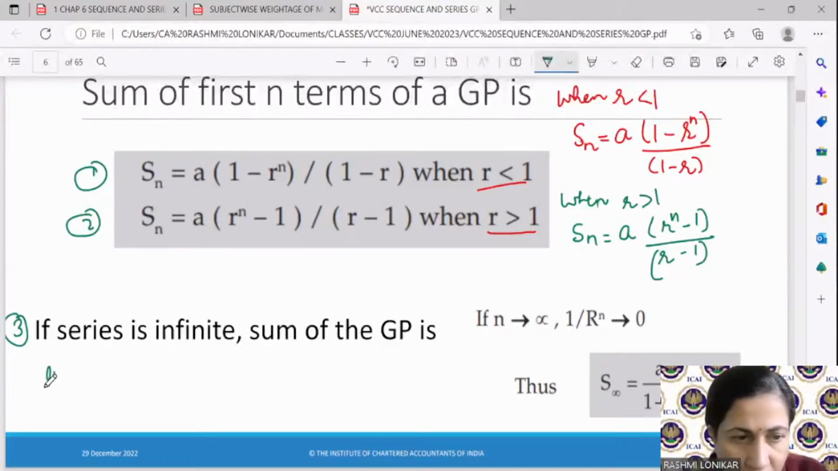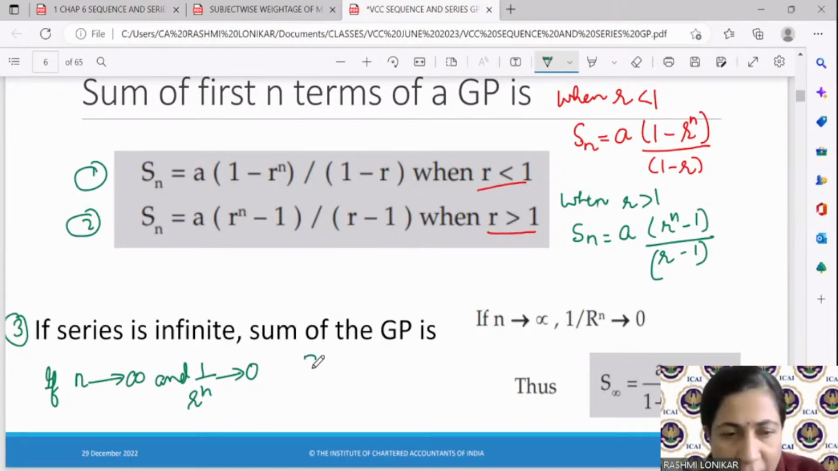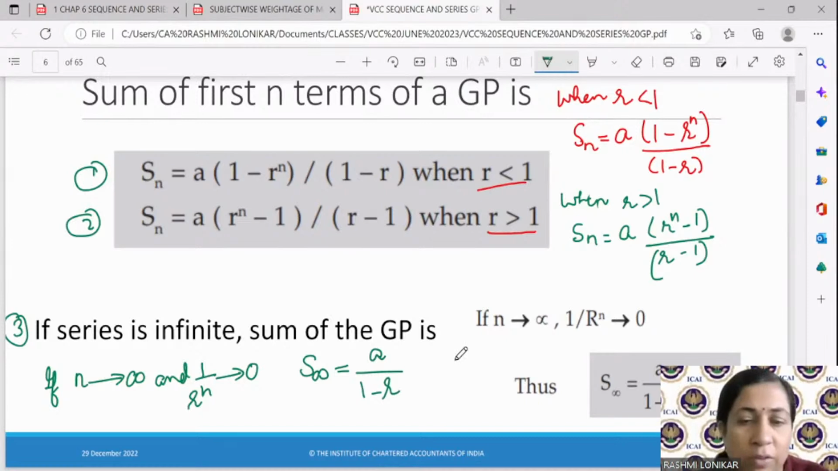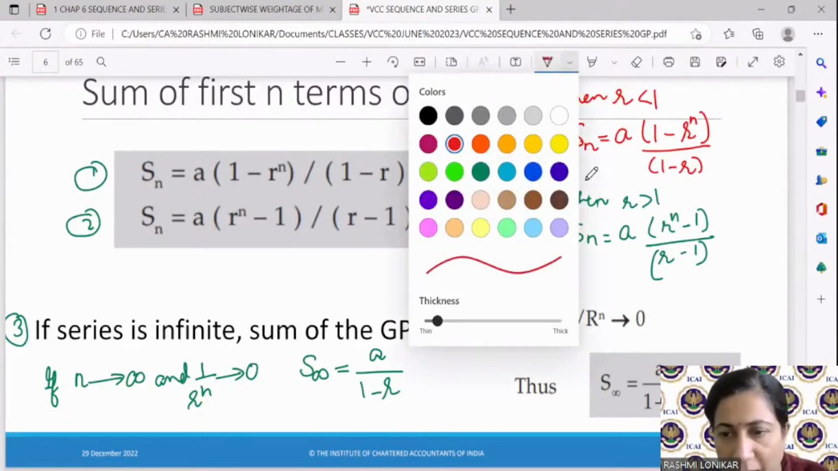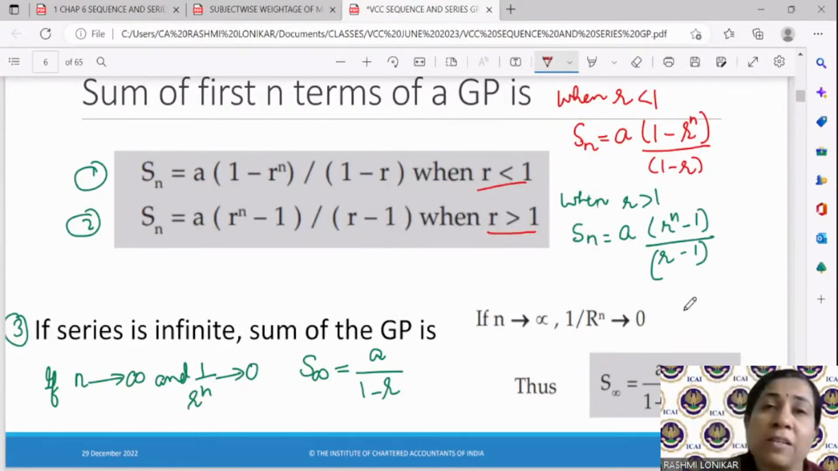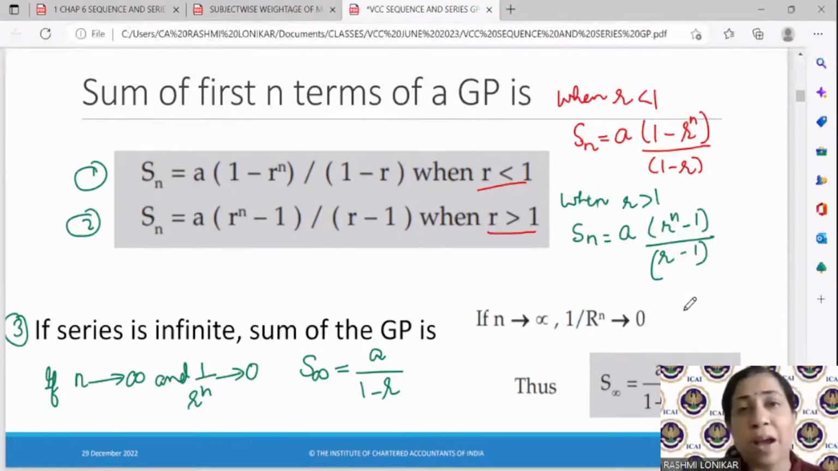So if n is tending to infinity, and r raised to n is tending to 0, then S of infinity, that is the sum up to the infinite term, is given by a upon 1 minus r. The important condition is this: this will happen only when r is less than 1. When r is less than 1, what happens to the series? It keeps on decreasing. So it is going to be very, very near the x-axis.